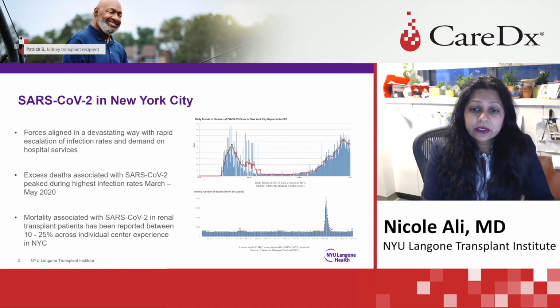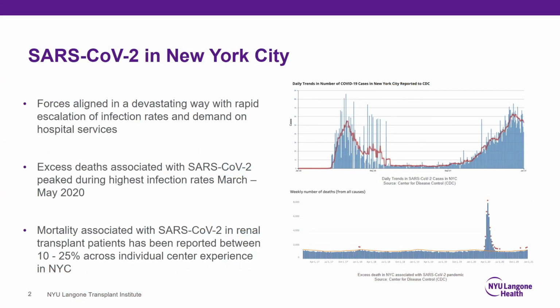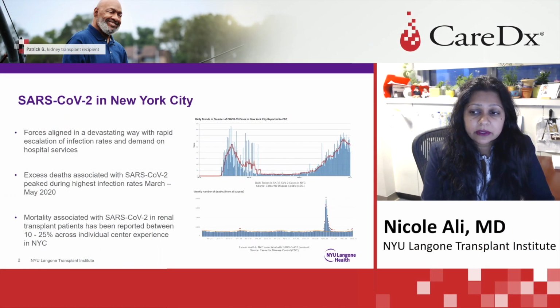Mortality rates associated with COVID-19 in our renal transplant patients have been reported to be anywhere between 10 and 25% across individual centers in New York. I think more of that data is available now, and most people would agree the mortality rate is somewhere in the 20% range amongst the immunosuppressed population.